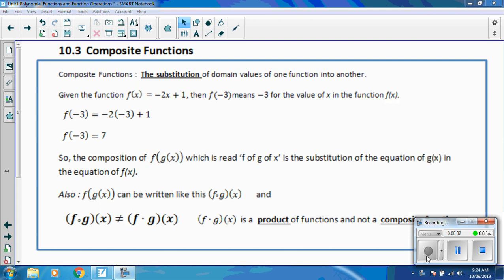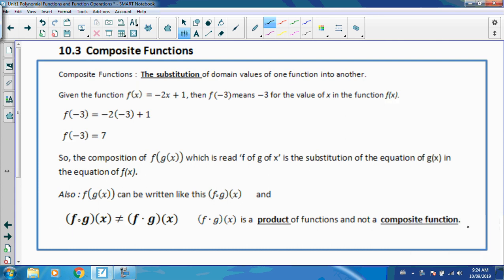All right, this lesson is on composite functions, which is the last lesson on function operations for chapter 10. So a composite function is the substitution of domain values of one function into another. We'll see a couple of ways that we can do this. And just like with the other function operations where we had to work with a table of values or work with a graph or work with the equations themselves, the same will be true here.